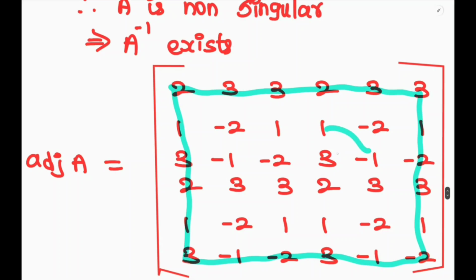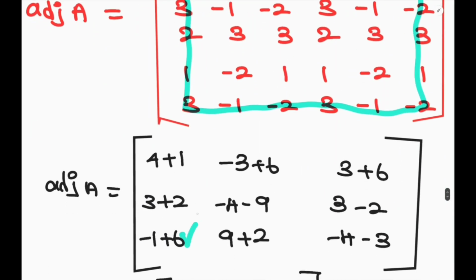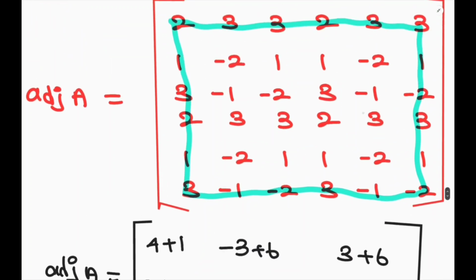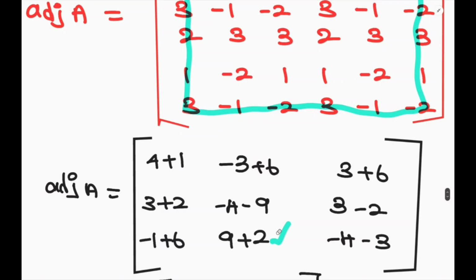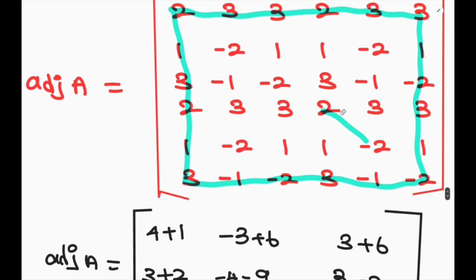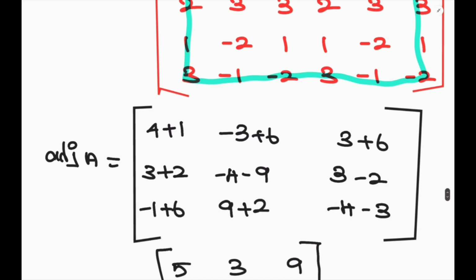Then what about the third row? So minus 1, minus of minus 6 becomes plus 6. So minus 1 plus 6 is your next entry. Then 3 into 3, 9, minus of minus 2 becomes plus 2. So 9 plus 2, that is this entry. Then minus 4, minus 3. So minus 4 minus 3 is your last element.